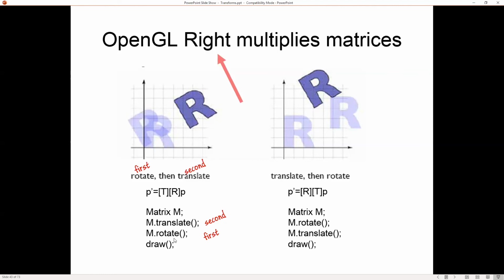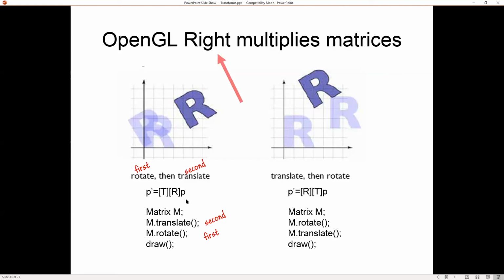Now, this may seem really counterintuitive. Why would the first thing I want to do be the last thing I write? Why don't we make these things left multiply instead? This has to do with the duality of coordinate transforms, changing the coordinate space you're in versus moving the object. So when you think of moving the object, this seems to be in the reverse order. When you think about changing the coordinate frame that you're in, or changing the basis of the space that you're in, then these turn out to be in the right order that you wanted them to be in. That's convenient.